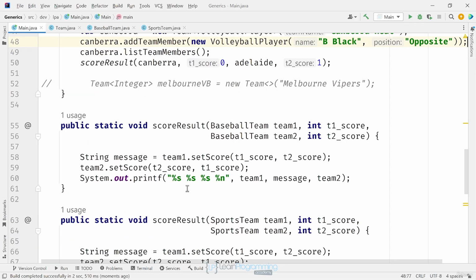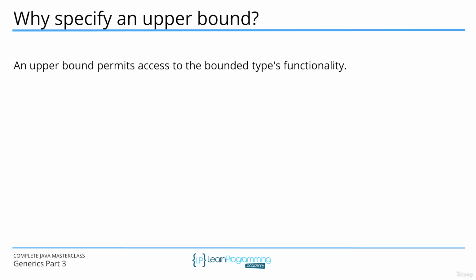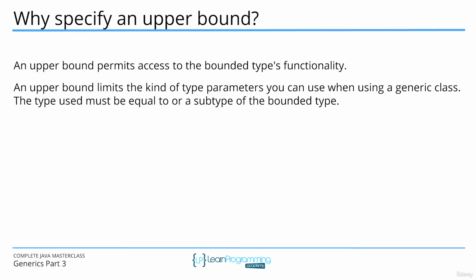Let's review why you'd want to use this extends keyword with a type parameter, remembering that it's declaring an upper bound. There are two reasons to specify an upper bound. An upper bound permits access to the bounded type's functionality. An upper bound limits the kind of type parameters you can use when using a generic class. The type used must be equal to or a subtype of the bounded type.